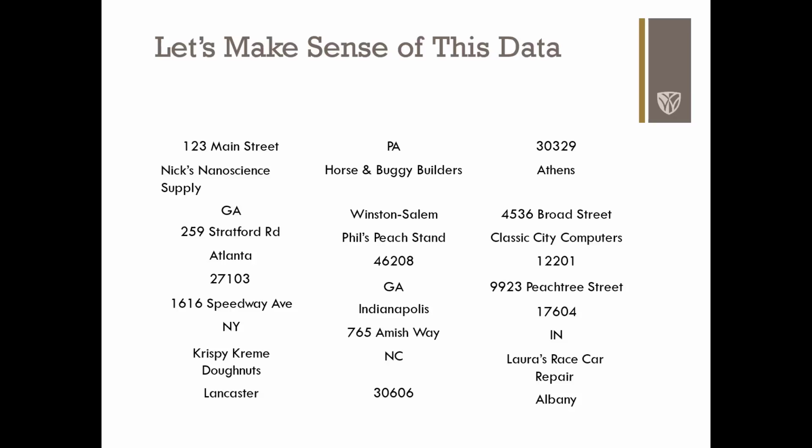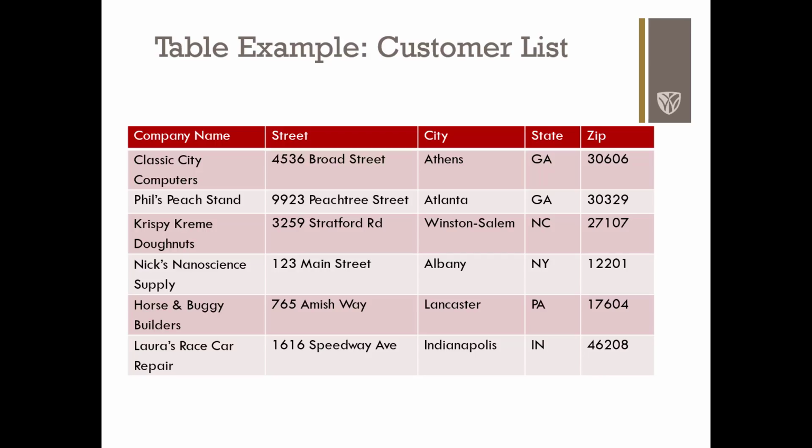Okay, so here's a bunch of data. It's just sitting there, not very informative. Now we've organized that data into a form that hopefully will make more sense. Now we can see we've got a customer data table, or a customer list. For each customer we've got the name, street address, city, state, and zip. As you can see, each row represents a specific company. So we've got Krispy Kreme donuts, we know where they're located, what street address, and so on.